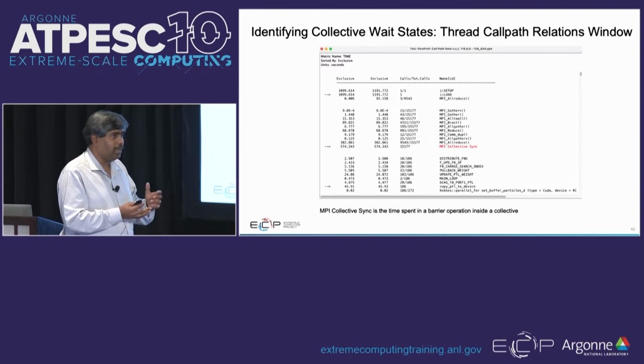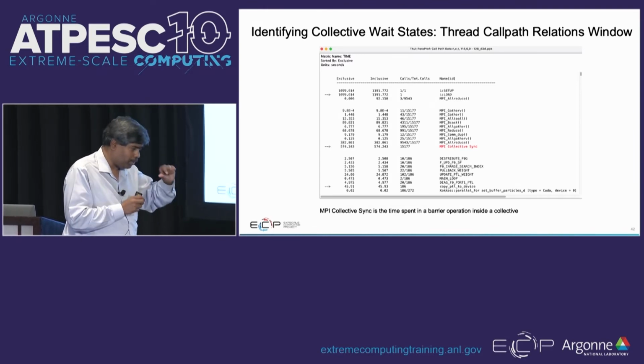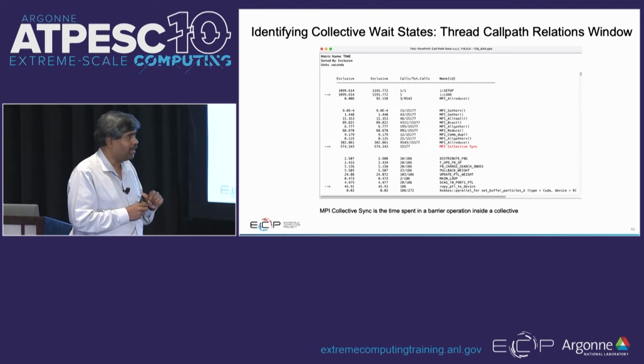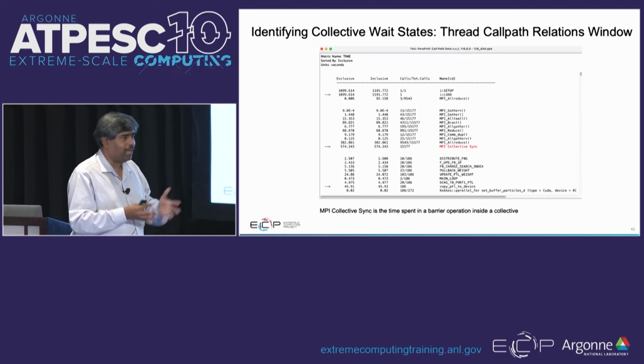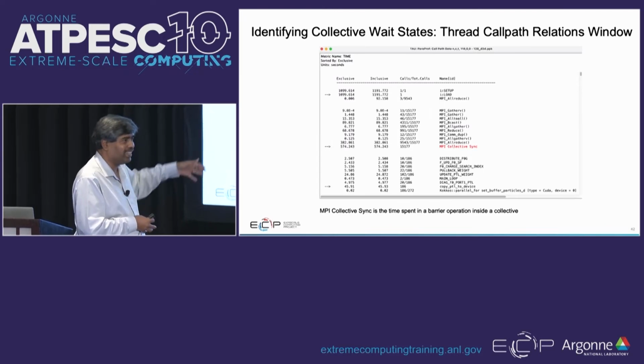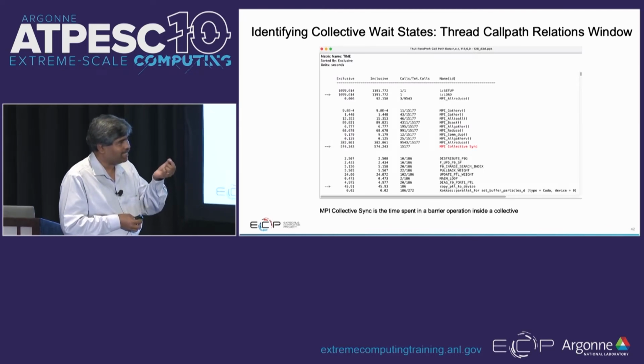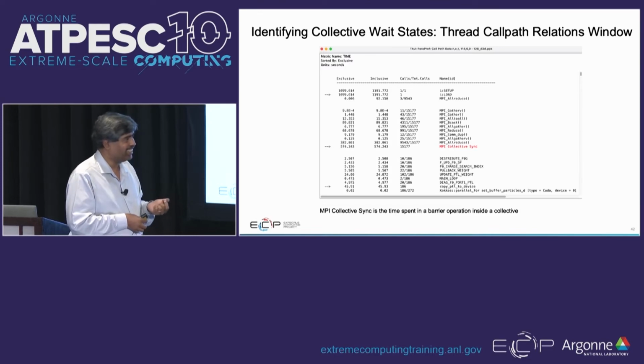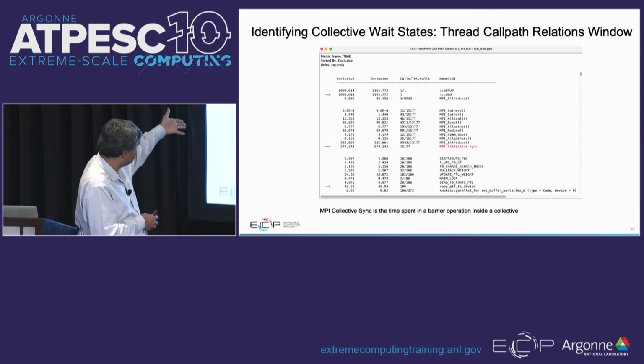Otherwise, you might be thinking that I need to tune this kernel on the GPU. And when you look at the profile, it will say MPI collective sync is taking 500 seconds. That GPU time is like 0.3 seconds. Okay? 500 seconds are wasted here.